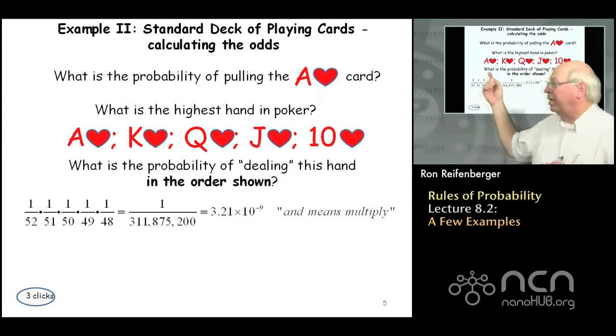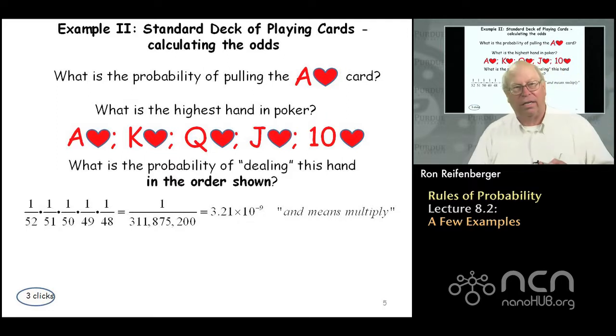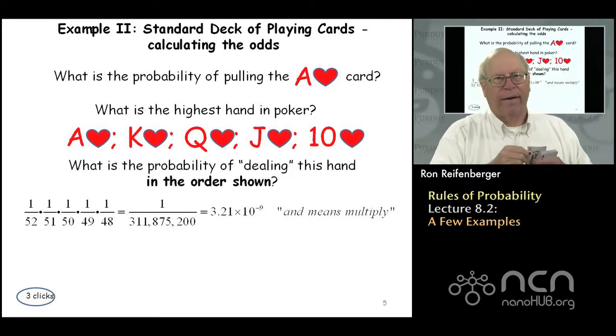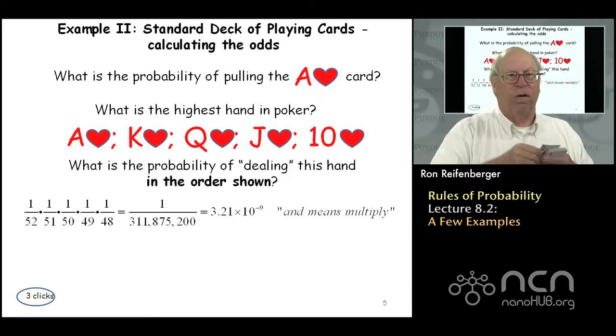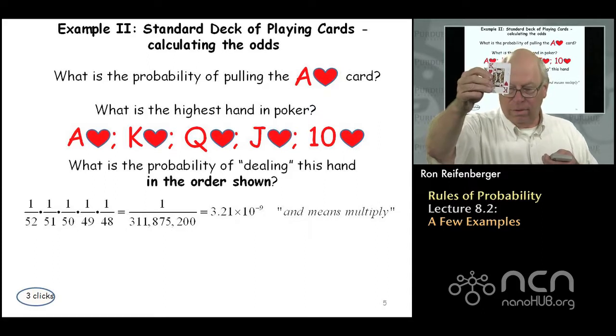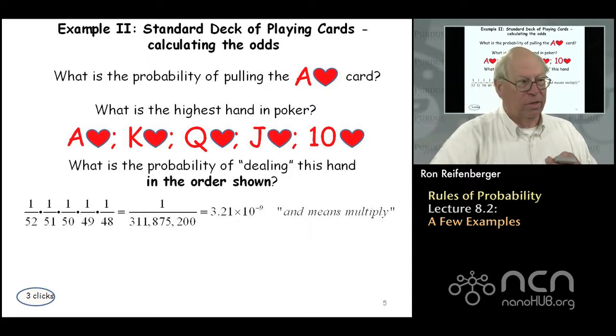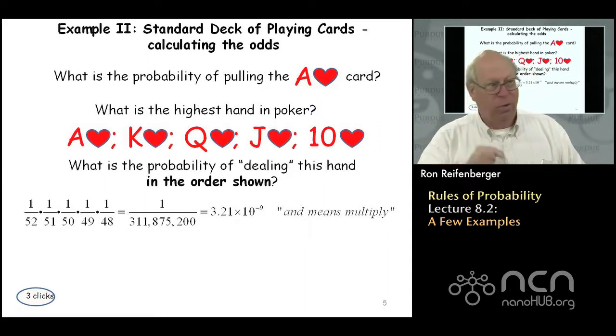What's the probability that I'm going to get the king of hearts out on the next pull from the deck? Well, it's going to be 1 out of 51. So I take the top card. Well, I got a king of hearts. So that's pretty good. What about the Queen of Hearts?